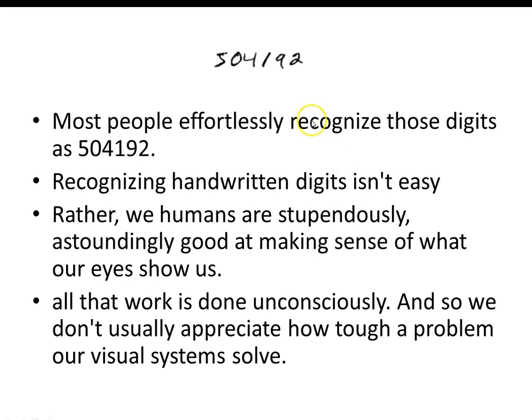Okay, so if you see these handwritten digits here, most people would effortlessly recognize those digits as 504192. Okay? Recognizing handwritten digits isn't easy, though, it's just that humans are amazingly good at making sense of what our eyes show us. It's not that it's easy, it's just that we have very powerful neural networks in our brain. All that work is done unconsciously, and so we don't usually appreciate how tough a problem our visual systems solve.